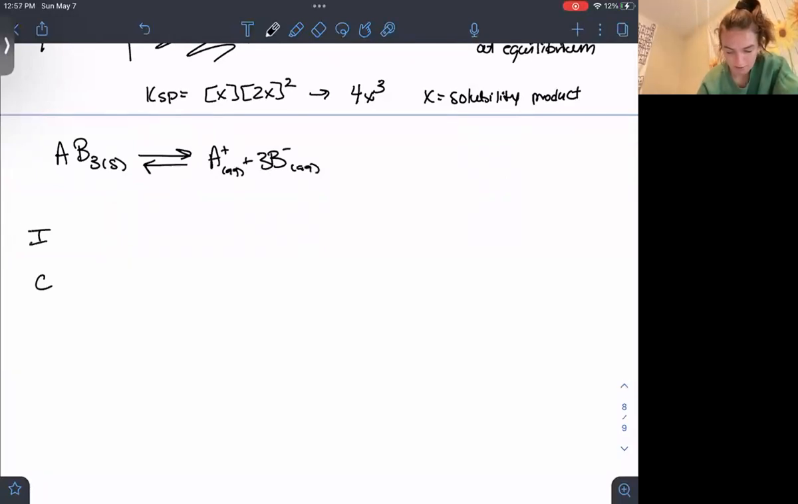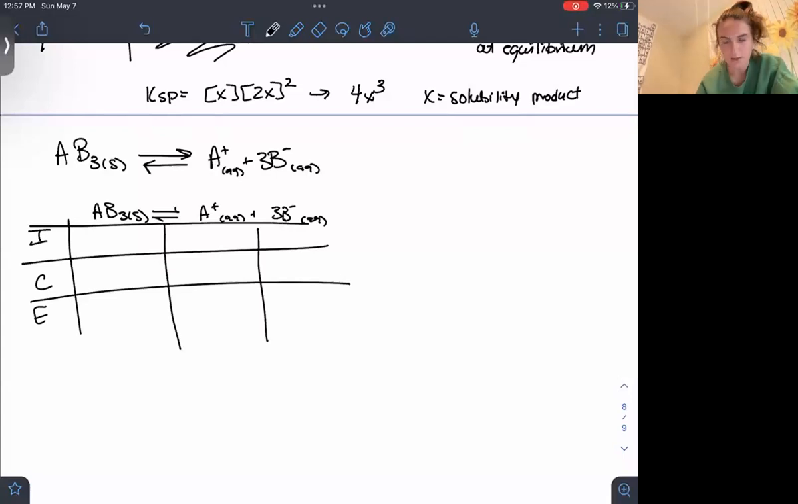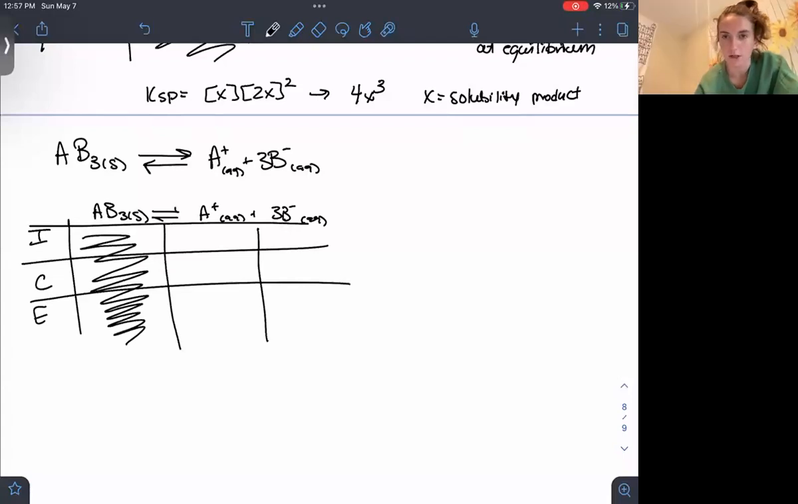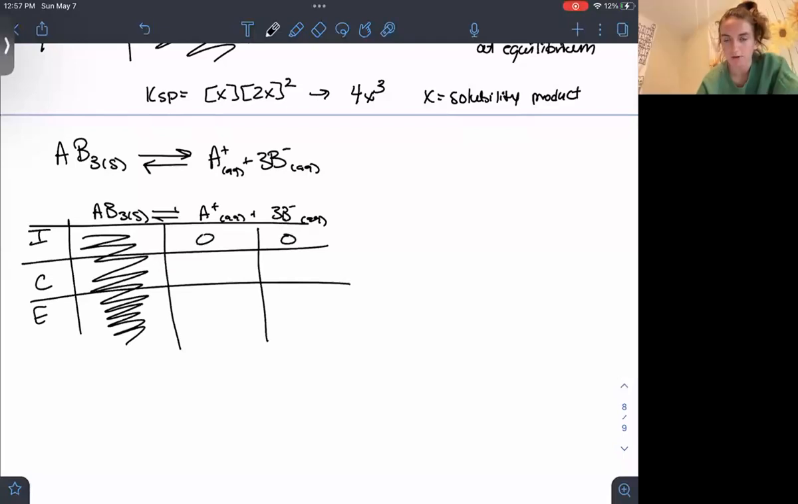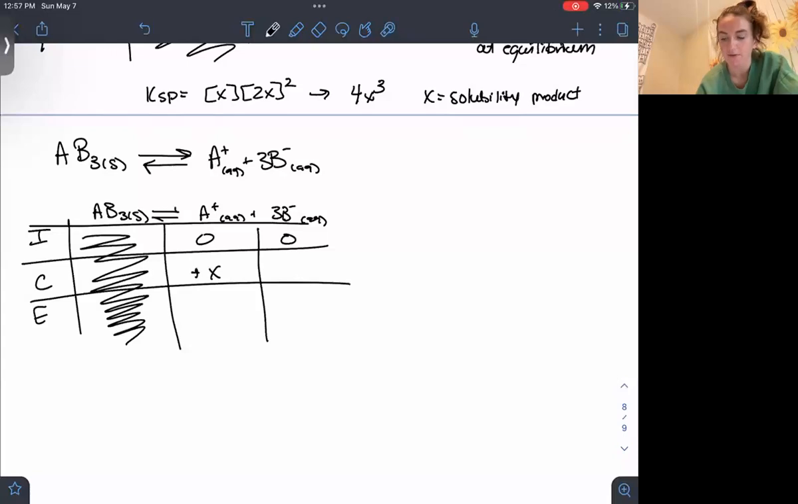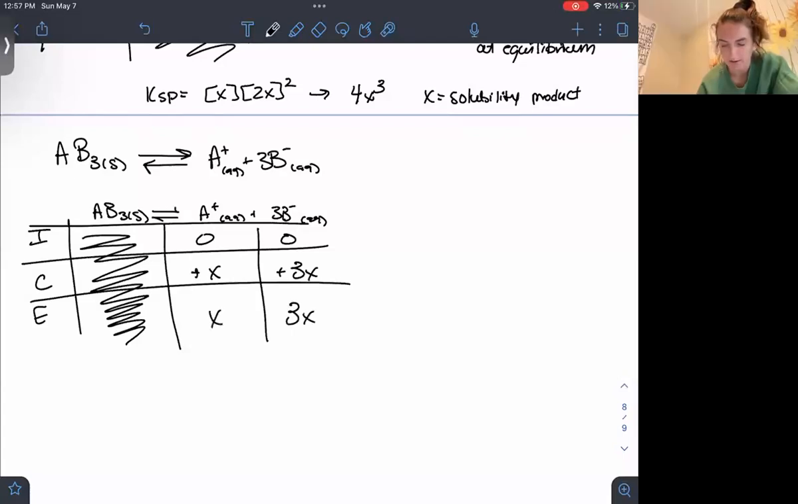If we set up our ice table, do we care about our AB3 solid? No. Nope, so we don't need any of this. What's our initial concentrations of A and B minus? 0. What's going to be our change? So X, this will be plus X, and plus 3X for B. So equilibrium is going to be X and 3X.